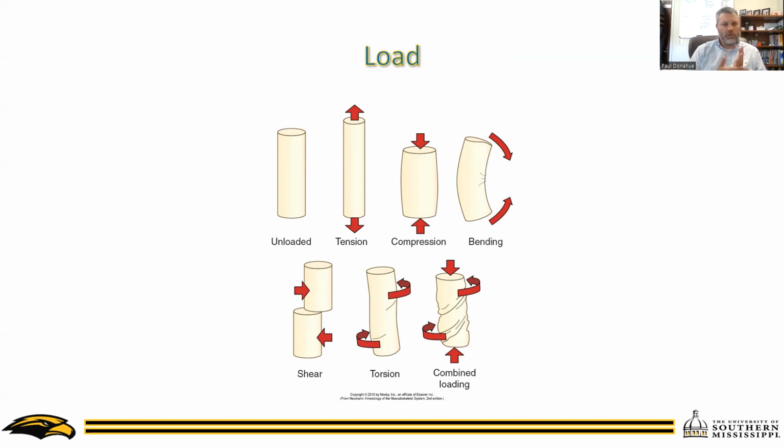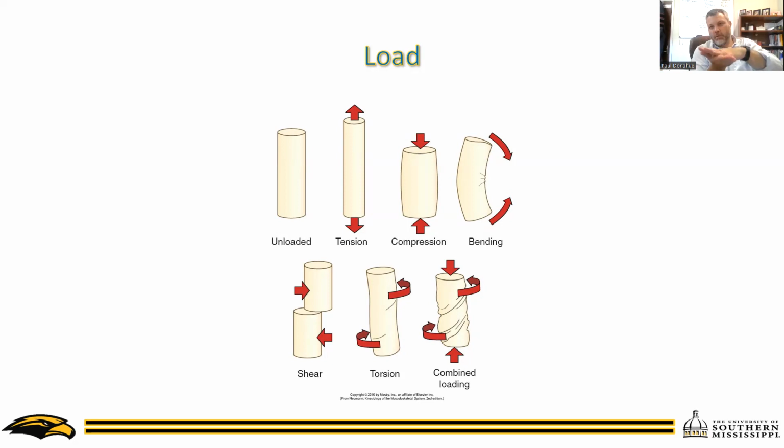So we can have an unloaded condition, where there's no strain or no stress being put on that tissue itself. So think about if you're lying down, your knee, the ligaments of your knee would not be stressed at all. They're unloaded. We can have tension, and what tension is, is where we are pulling on both sides, or both ends of a tissue. So we're trying to tear something or pull it apart.